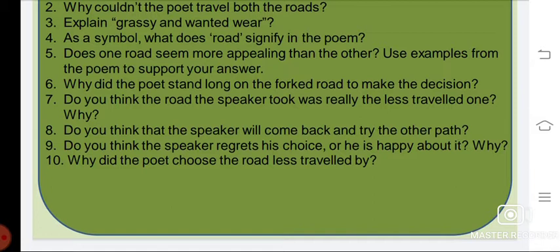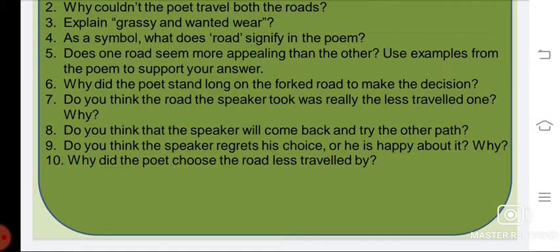Why did the poet stand long on the forked road to make the decision? Do you think the road the speaker took was really the less traveled one? Why? Yes, it is less traveled because that road is full of grass, and it seemed to be unused.